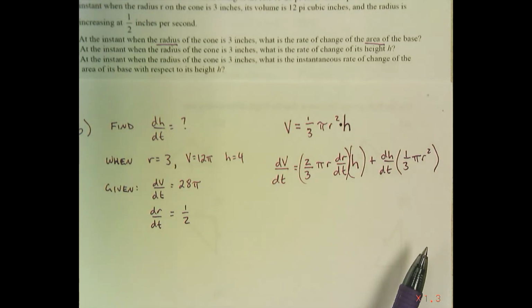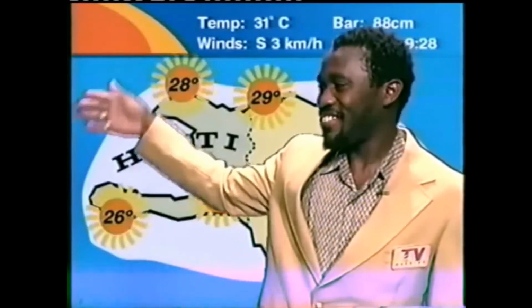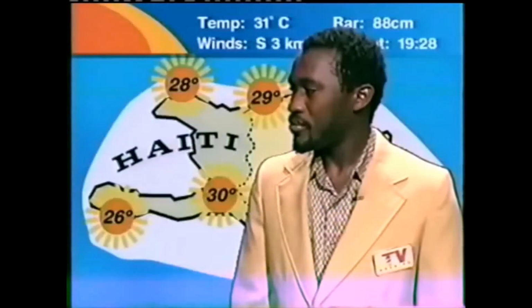And from here, it's a plug and chug of numbers. Pretty much everywhere, it's gonna be hot. Try that? Then I don't need a jacket.